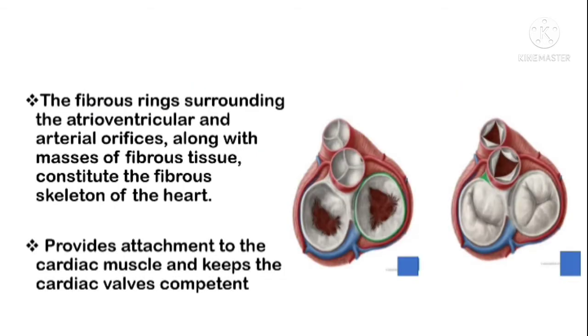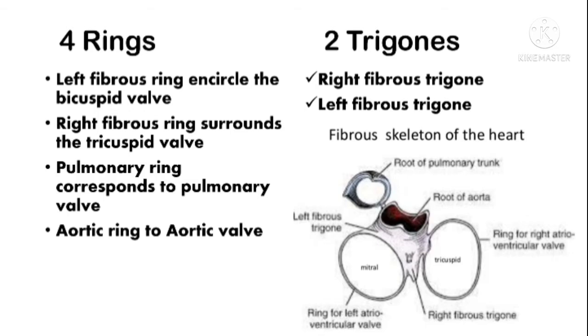The fibrous skeleton consists of the fibrous rings surrounding the atrioventricular and the arterial orifices, along with the masses of fibrous tissue, which constitute the fibrous skeleton of the heart. It provides attachment to the cardiac muscle and keeps the cardiac valves competent. It consists of 4 rings and 2 trigones.